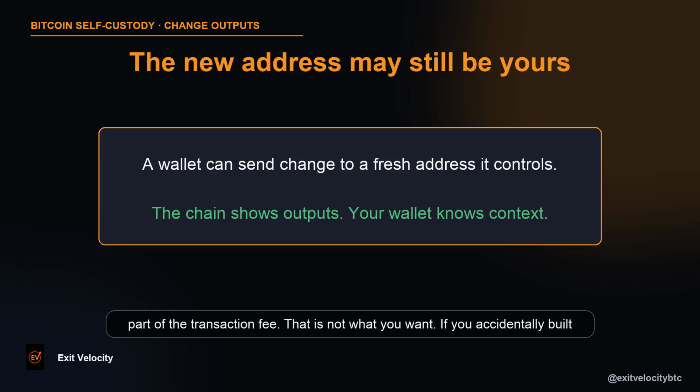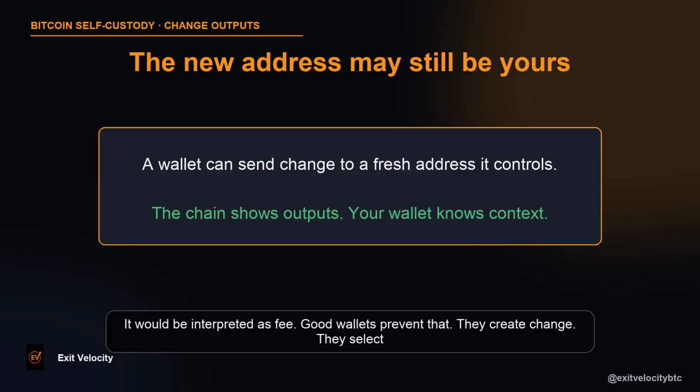Second mistake, thinking change is optional. In practice, if the input you spend is larger than the payment plus fee, the leftover has to go somewhere. If it does not go to a change output, it becomes part of the transaction fee. That is not what you want. If you accidentally built a transaction that spent 1 million sats and only paid 300,000 sats with no change output, the missing 700,000 sats would not magically sit in your wallet. It would be interpreted as fee. Good wallets prevent that. They create change, they select inputs, they estimate fees, they send the leftover to an address they control. That is normal.